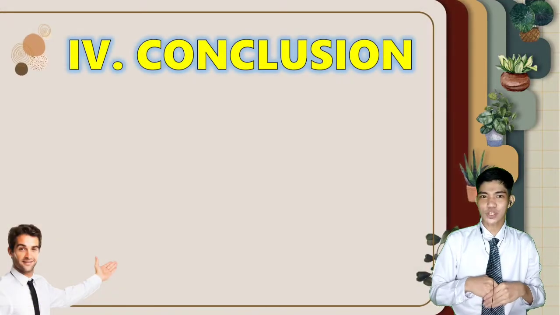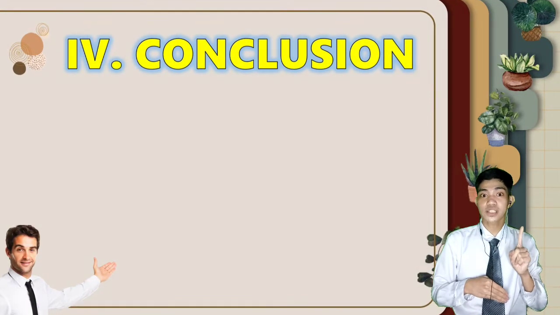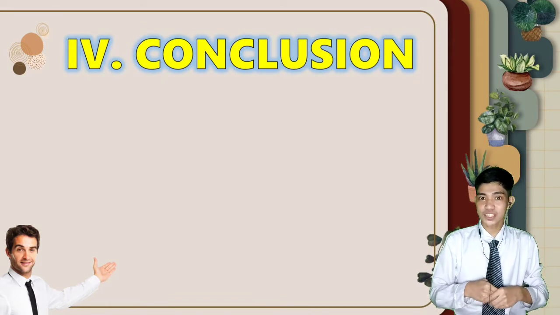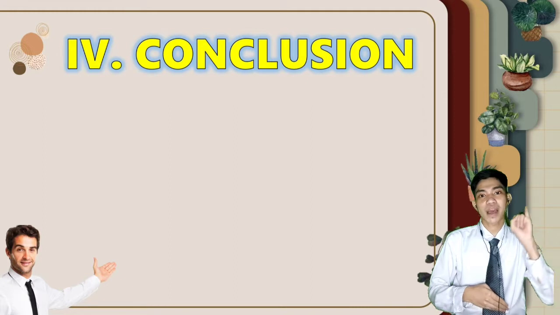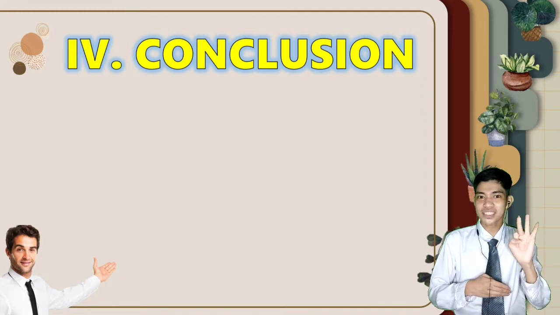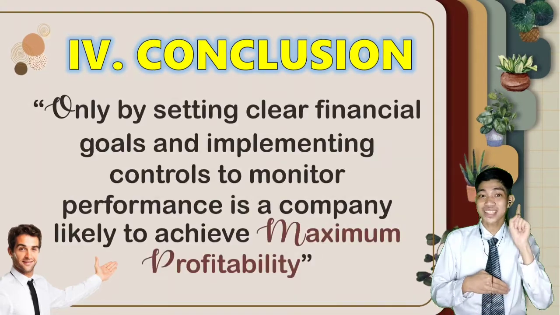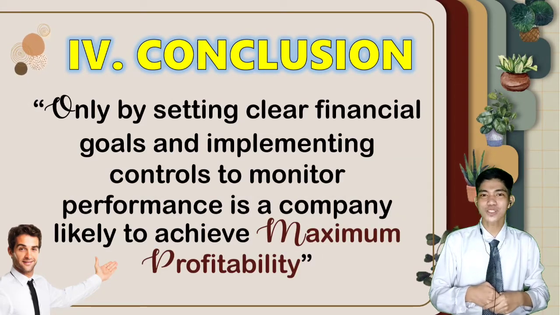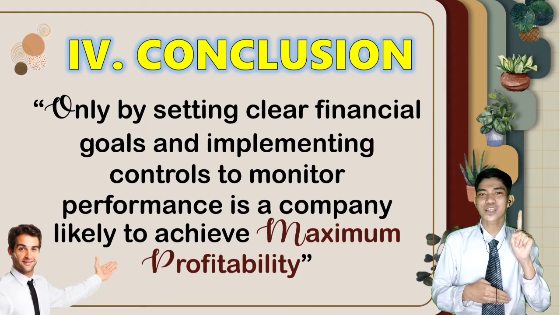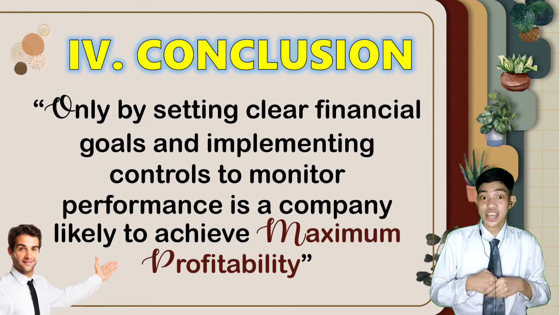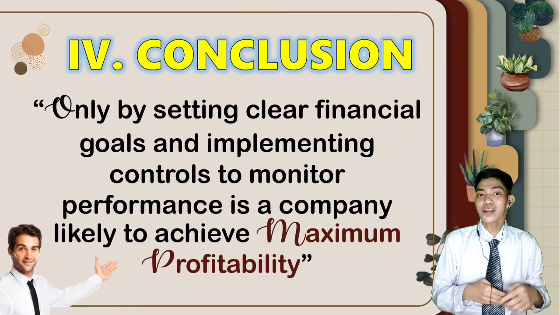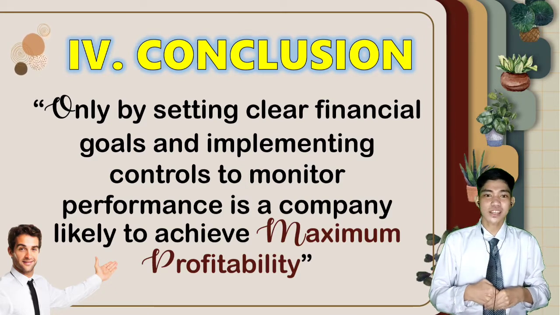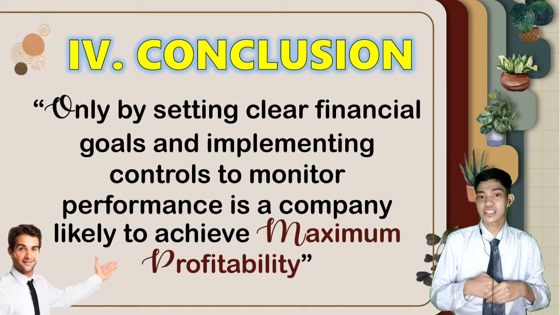And for our final conclusion, for purposes of evaluating companies' performance and for future investment decision, companies generally prepare an annual budget that represent the financial goals of a company. Several approaches to developing a budget are possible which are the fixed budget, variable budget, flexible budget, and zero-based budget. Only by setting clear financial goals and implementing controls to monitor performance is a company likely to achieve maximum profitability. Then the ROI was primarily used to evaluate the performance investment decision. Therefore, ROI is an understandable and easily calculated metric for determining the efficiency of an investment.